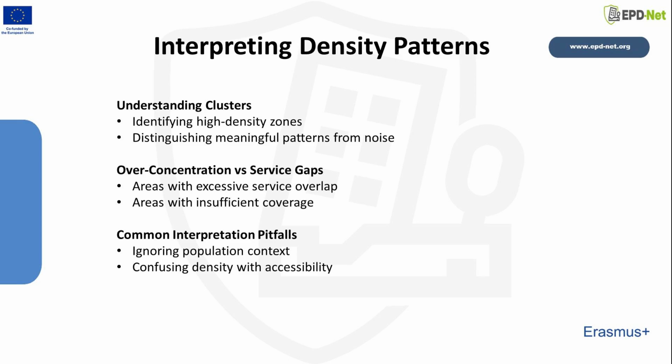Interpreting density patterns requires more than identifying areas with high values on a map. Clusters must be evaluated carefully to determine whether they represent meaningful urban patterns or are simply the result of data distribution or methodological choices. High-density areas may indicate overconcentration of services or activities, which can lead to inefficiencies or congestion. Conversely, low-density areas may reveal service gaps where populations are underserved. Both situations are important for sustainable urban planning.